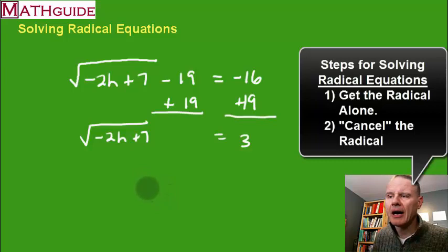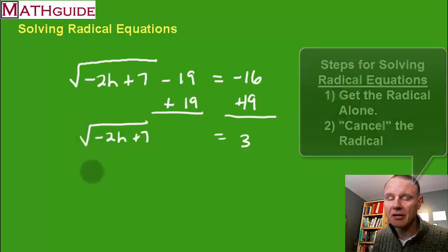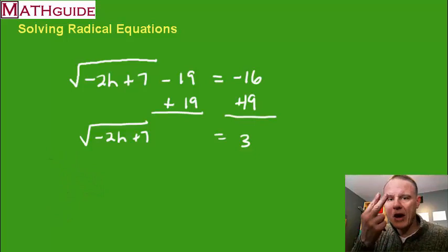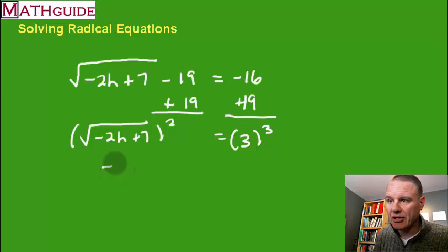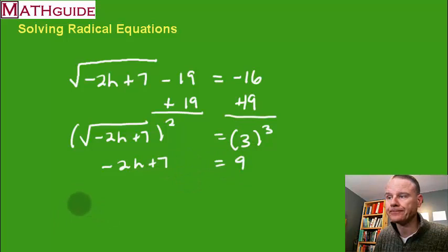Step 2, we're going to have to get rid of the radical. Since this is a square root, I know there's no number written in our index here, but it is a square root. The inverse of square root is squaring. If this problem had a cube root, then the inverse of a cube root would be cubing, and so forth. So since this is a square root, I'm going to square both sides. Those inverse operations will cancel each other. So I'll be left with negative 2h plus 7. Over here I'll have a 9.